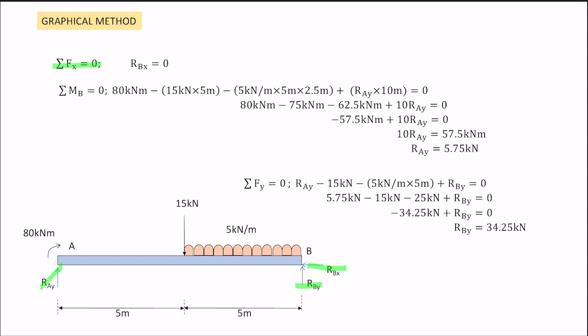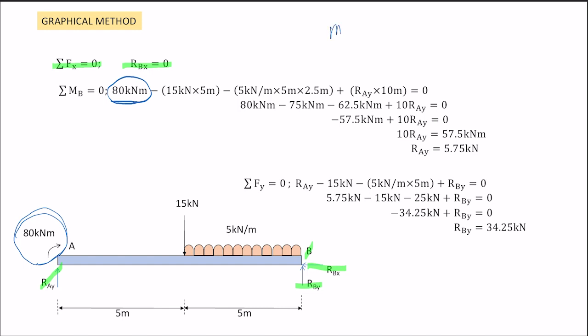Total force in X is equal to 0, meaning that RBX will be zero. There's no other force in the X direction, that's why it is 0. Over here, I take moment at B so that I can find the value of RAY. 80 kilonewton meter, okay, this is already a moment, so leave it as it is. It is already a moment, so you don't need to multiply with any distance.